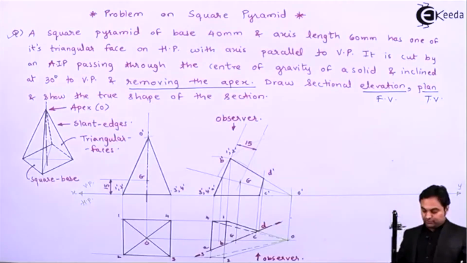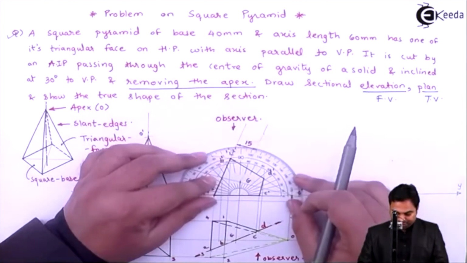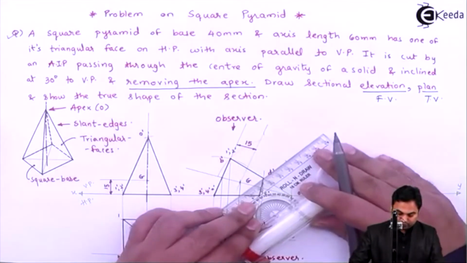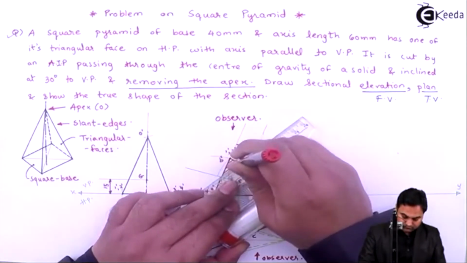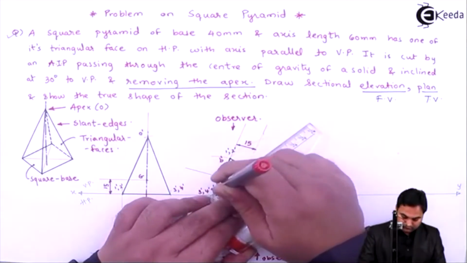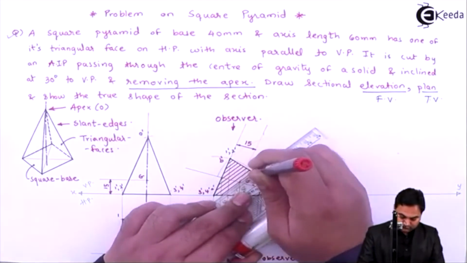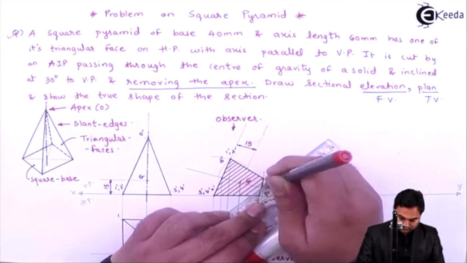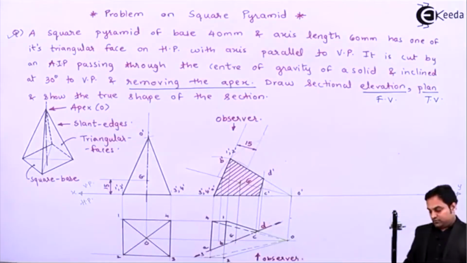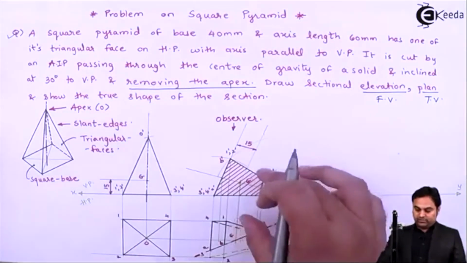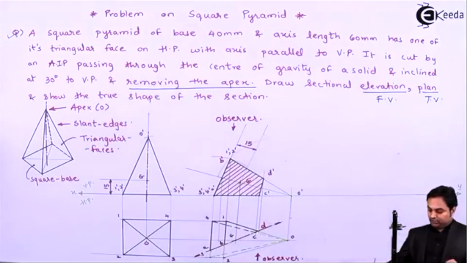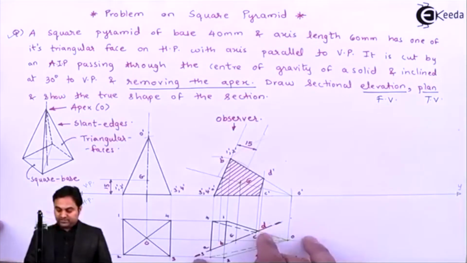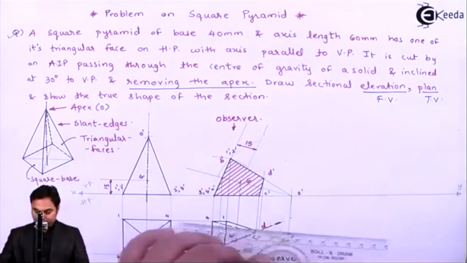Then I'll draw the section lines through it, marking 45 degrees. So this is the sectional elevation, only this much part is visible. Then I'll draw the true shape of the section, and the true shape will be visible in the front view. This section line will be made parallel with XY for the true shape.